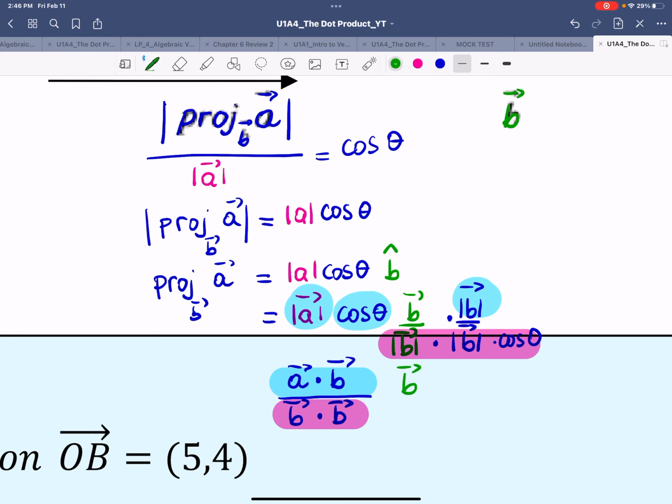So the only term that hasn't been involved so far would now be the vector B. So we'll say that the projection of A onto B is A dot B divided by B dot B times the vector B itself.